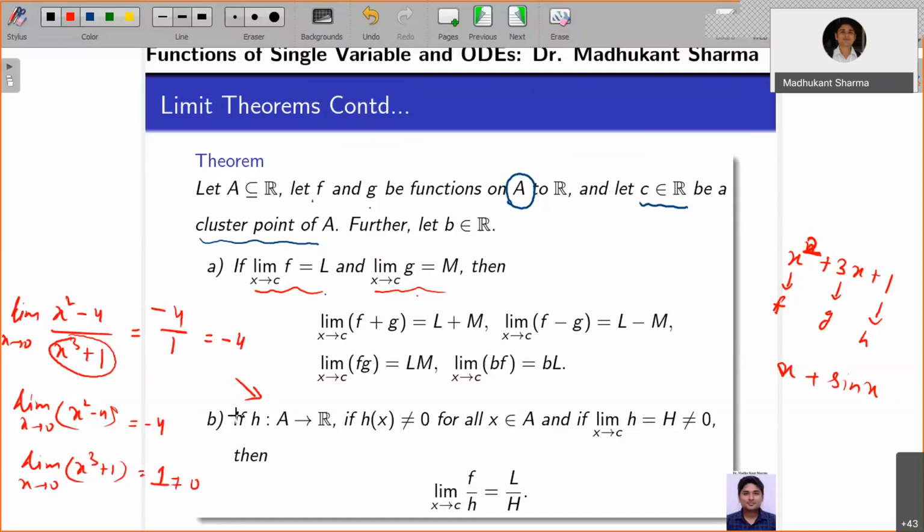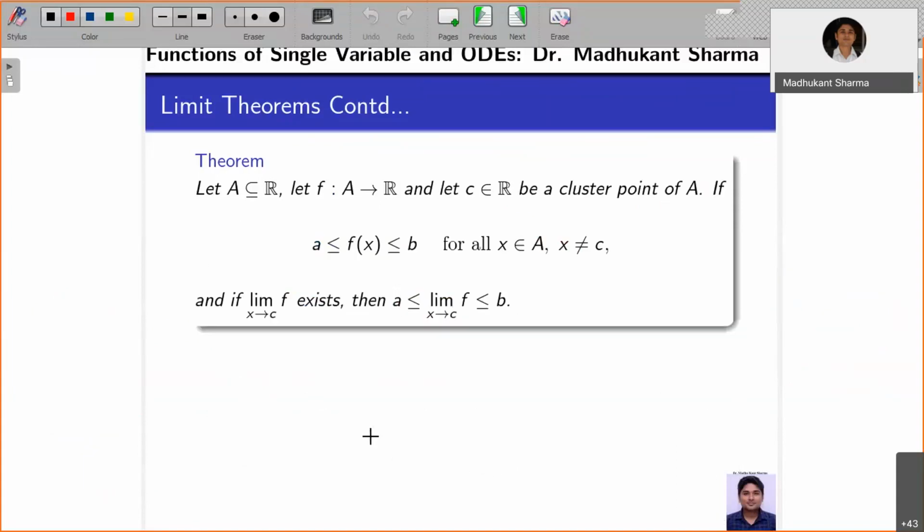So now life becomes so simple. You only need to verify some conditions about the numerator and denominator separately. Now these are the results. What I am going to state now can be proved in a similar fashion as we have done for the sequence case.